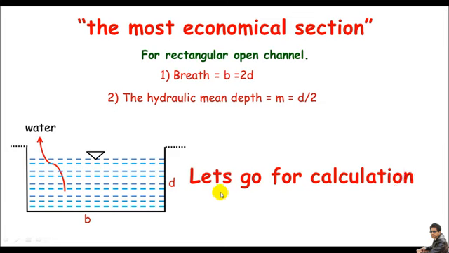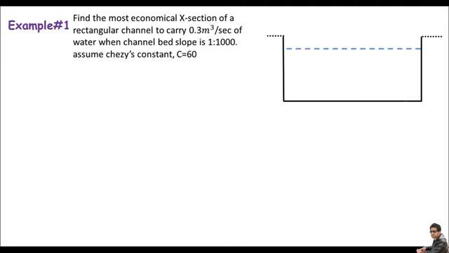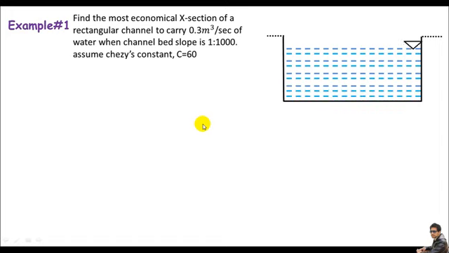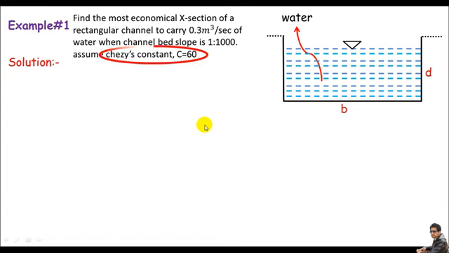Let's see how we determine the most economical section for a rectangular open channel. Say we are asked to determine the most economical section for a rectangular channel to carry 0.3 cubic meter per second of water discharge, and the bed slope is 1 in 1000. The Chezy constant is also given as C equals 60. If you see in the example that the Chezy constant is given, it means we can use Chezy's formula for this approach.